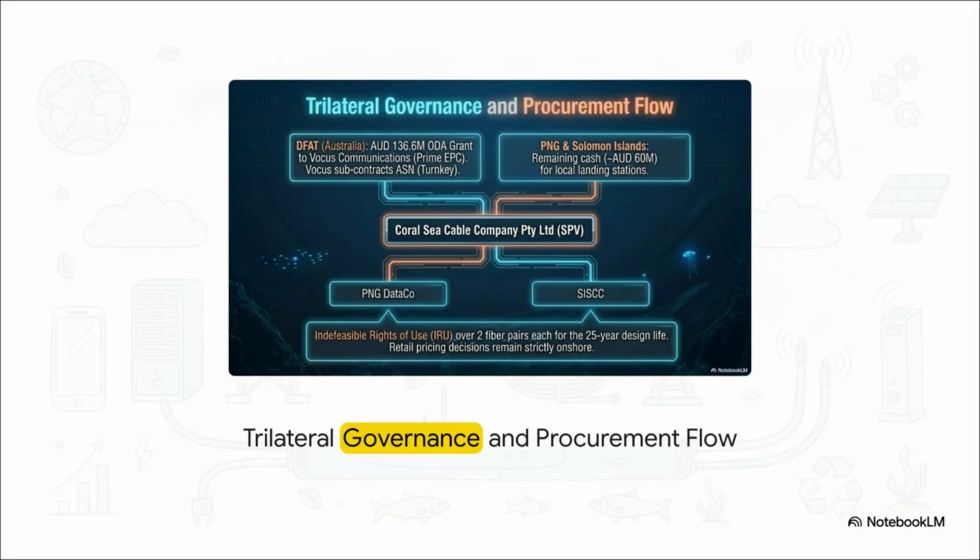Let's break down how this trilateral governance flows, because it is seamless. The Australian government, via DFAT, provided a $136.6 million official development assistance grant to Vocus. Meanwhile, the recipient nations provided the remaining capital for their local landing stations. Sitting right at the center is the SPV, the Coral Sea Cable Company. The brilliance of this structure is that the SPV grants indefeasible rights of use, or IRU, to the local telcos for the entire 25-year design life of the cable. This ensures the asset is trilaterally managed, but, and this is key, crucial retail pricing decisions remain strictly onshore and under the control of the sovereign nations.